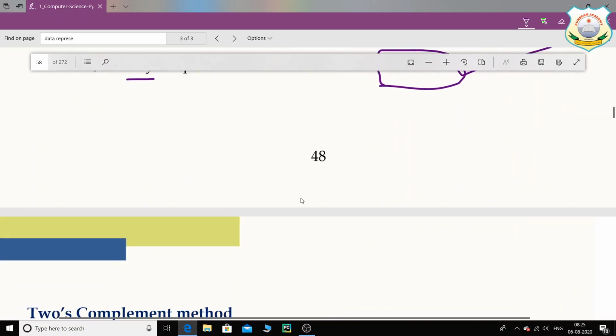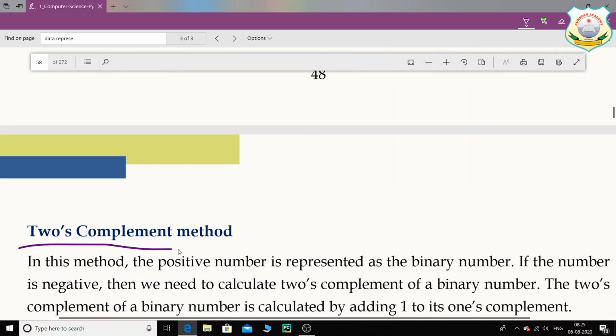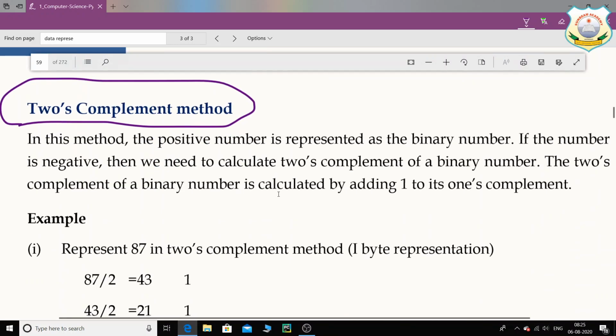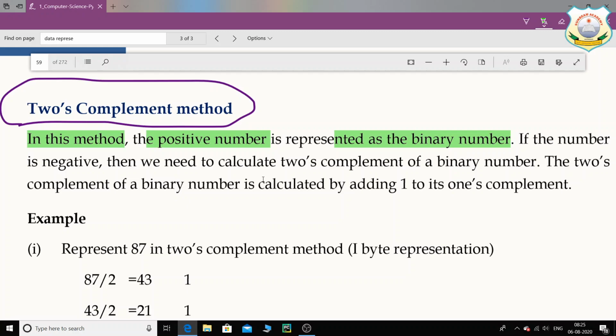Okay, so let's wrap it up with the 2's complement. That's the last thing that we're going to take today, that is the 2's complement number. Even the 2's complement method, let me just read out. In this particular method, the positive number is represented as a binary number. So if it is a positive number, we are not going to do anything. In all the 3 techniques, we don't do anything. If the number is negative, then we are going to apply the technique.